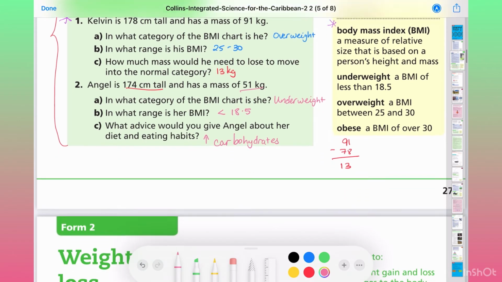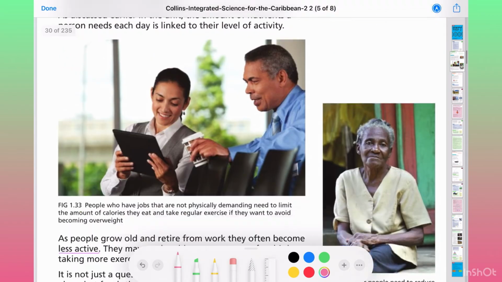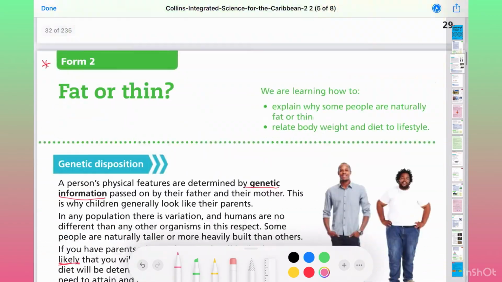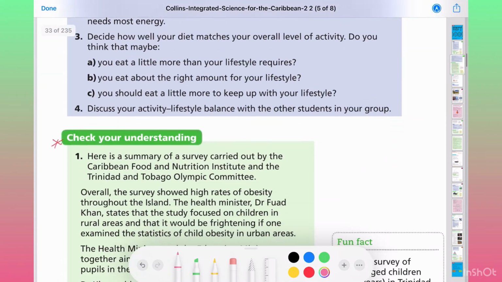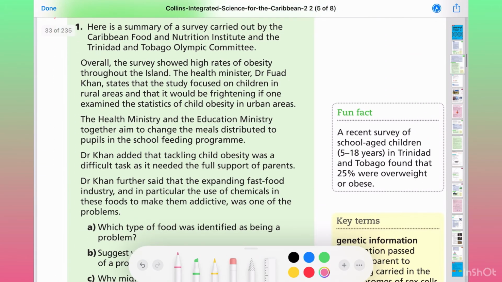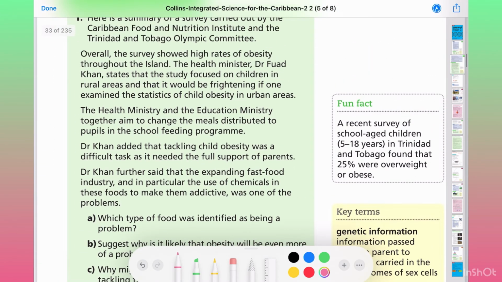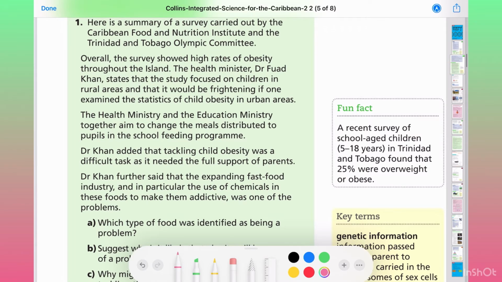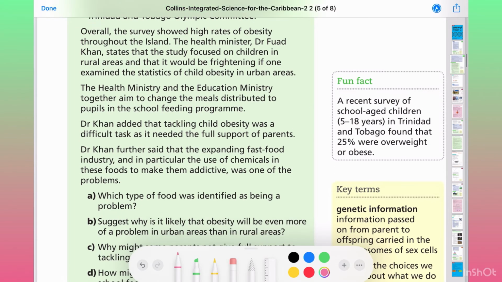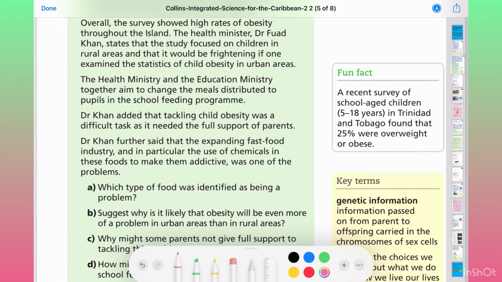So those were the two sets of questions that you all had to do. We also went through weight loss, we went through fat or thin, and you all had this little thing to go ahead and read through. Right, so here's a summary of a survey carried out by the Caribbean Food and Nutrition Institute and the Trinidad and Tobago Olympic Committee. Overall, the survey showed high rates of obesity throughout the island.